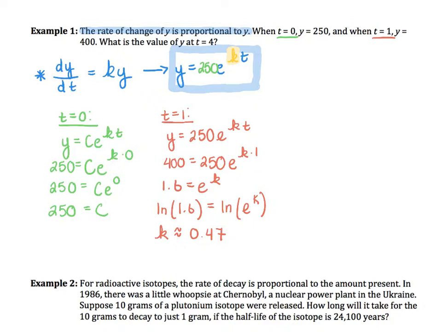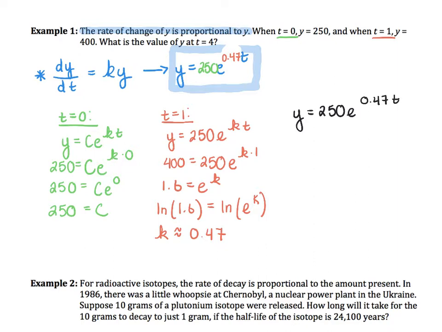Now I'm going to come back up here and insert my value for k. So k is, we'll just say, 0.47 for now. And that is our completed formula. We can write that all out nice and pretty: y equals 250 e to the 0.47 t.